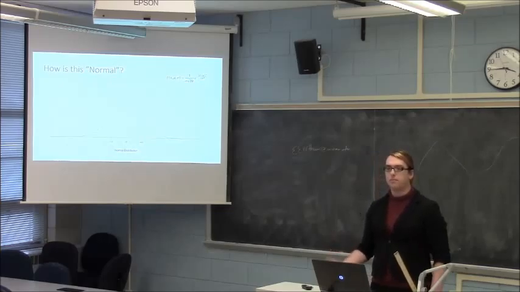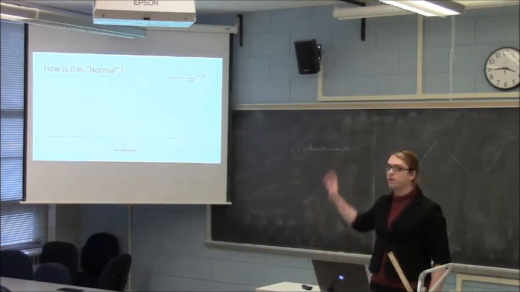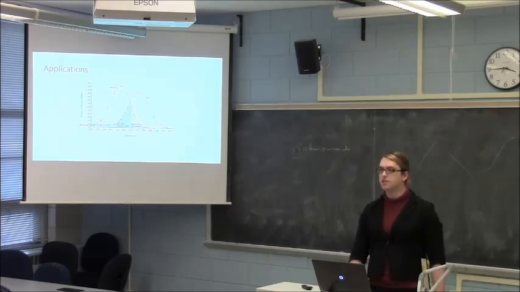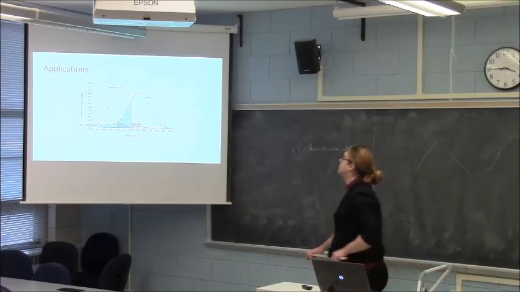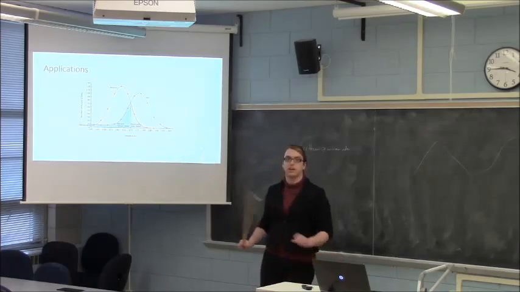But how is it normal? How is this arbitrary looking shape, this little bell curve, with this really wonky formula so normal? To explain that, we'll have to look at some applications. The first is a pretty easy one to see. It is the distribution of heights between men and women. As you can see, these both create a bell-shaped curve, a very normal looking curve.